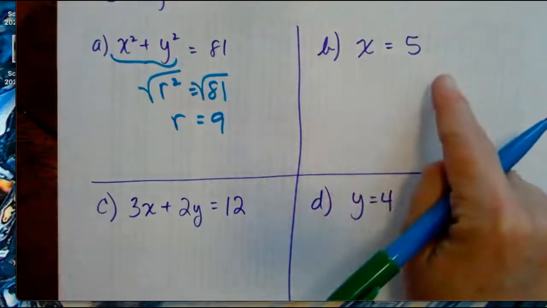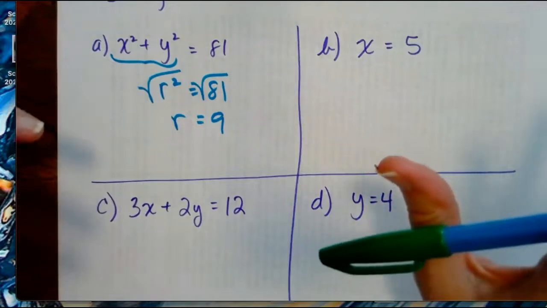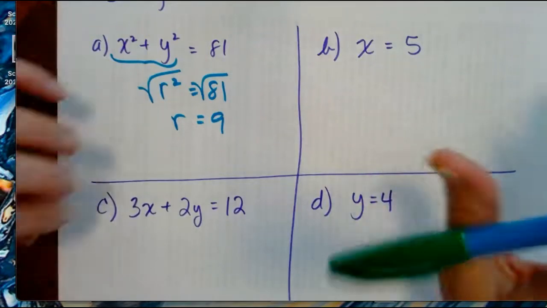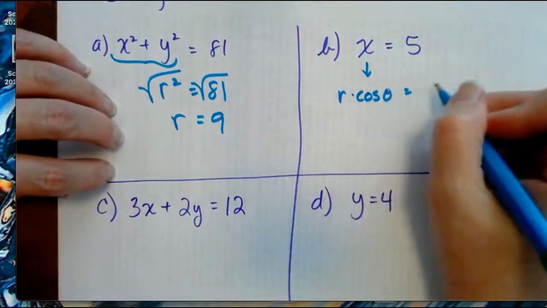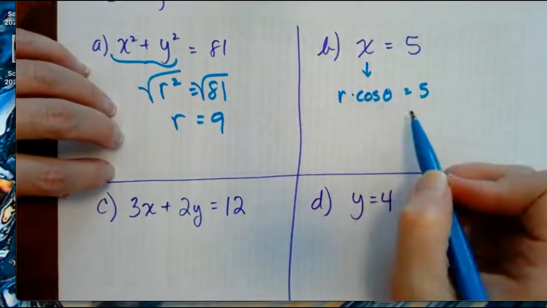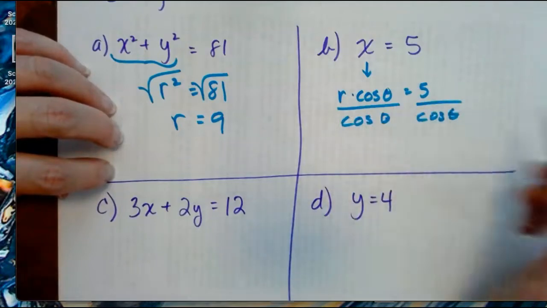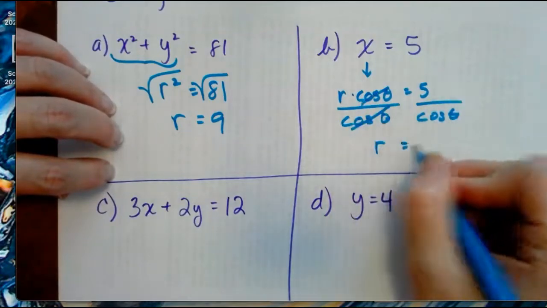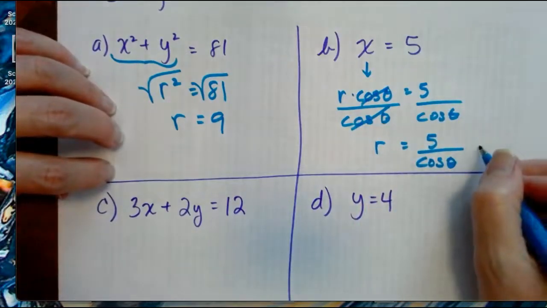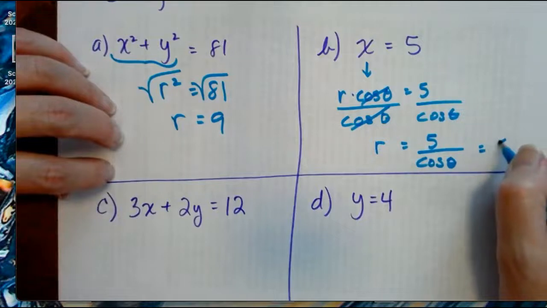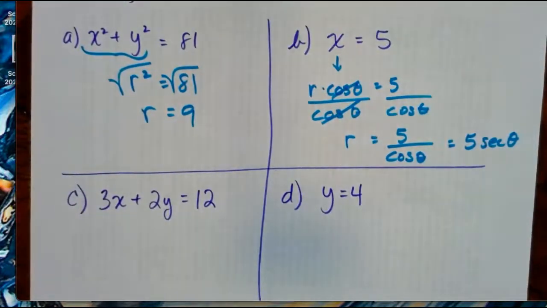Next, if x equals 5, we have to think about what x is equal to. X is equal to r cosine theta. So let's replace x with r cosine theta, set that equal to 5, and then to solve for r, we simply need to divide both sides by cosine. So we end up with r equals 5 over cosine theta. That is also equivalent to simply 5 times secant theta. Both of those are correct answers.